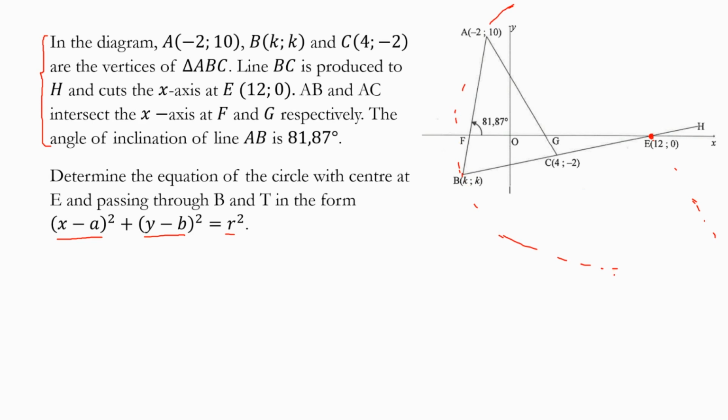BE is the radius. Okay, I'm trying to draw a circle here. So BE is the radius. You see that? Okay, so now we're just substituting here.